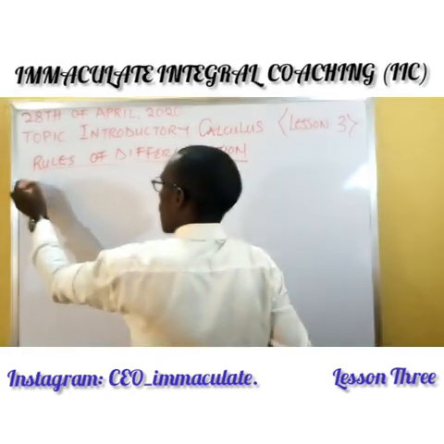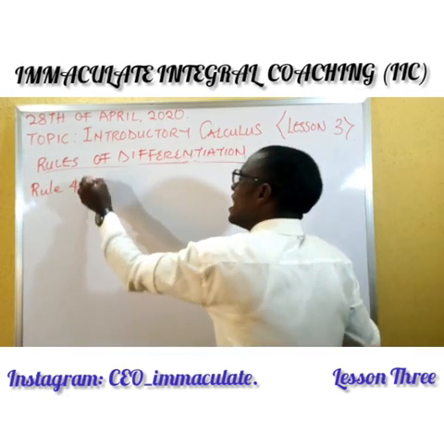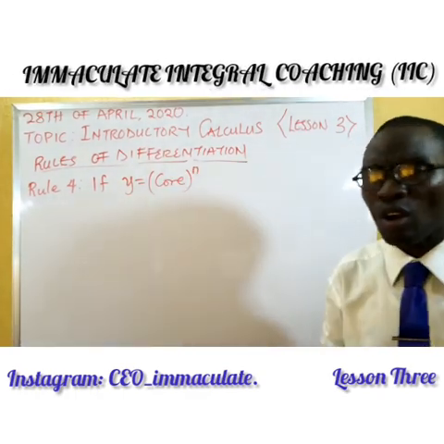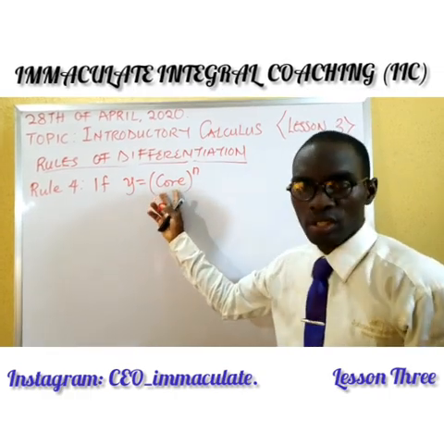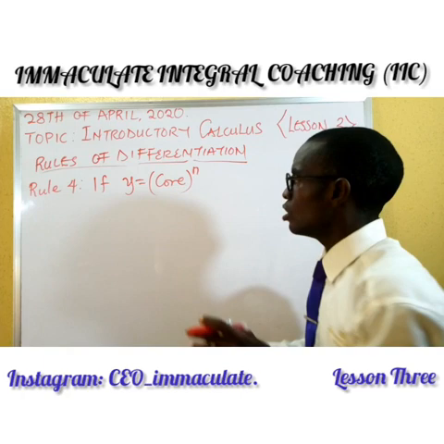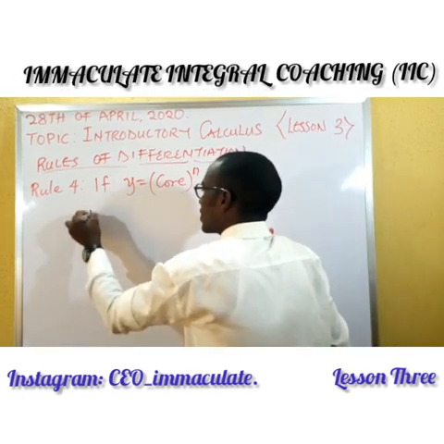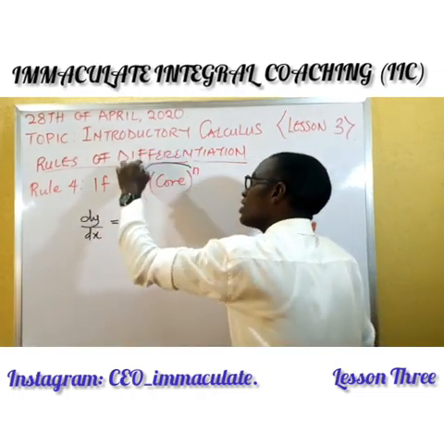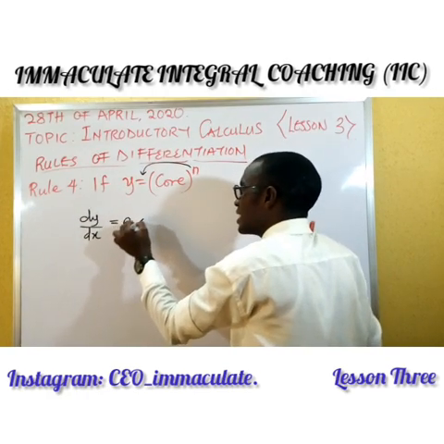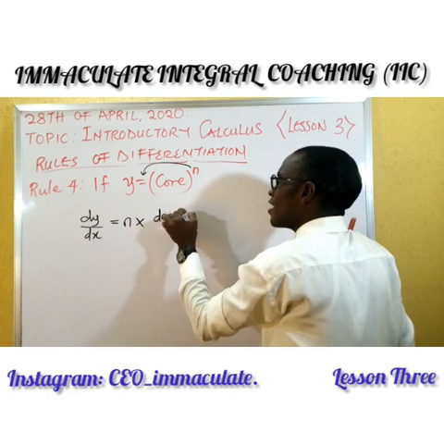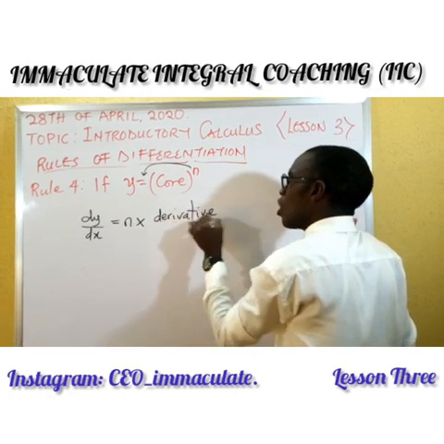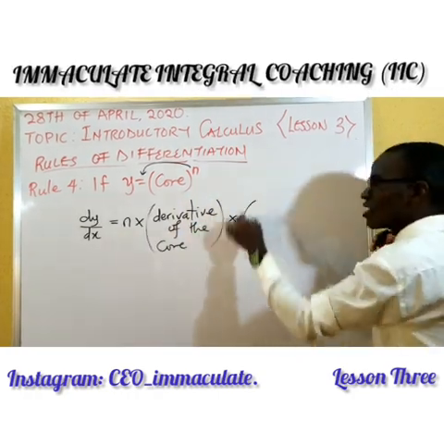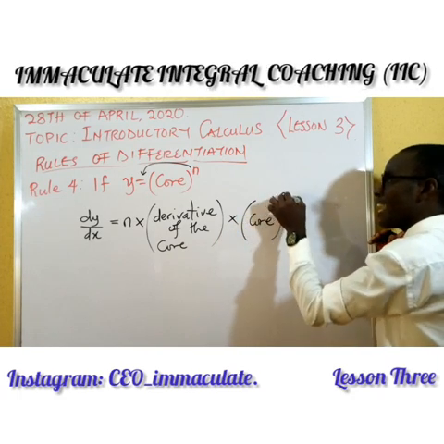Rule 4. If y equals (core) raised to power n, the core can be any expression but inside brackets, then dy/dx, using first principle, will be equal to, we bring down this power n to be n times the derivative of the core times the core raised to power n minus 1.